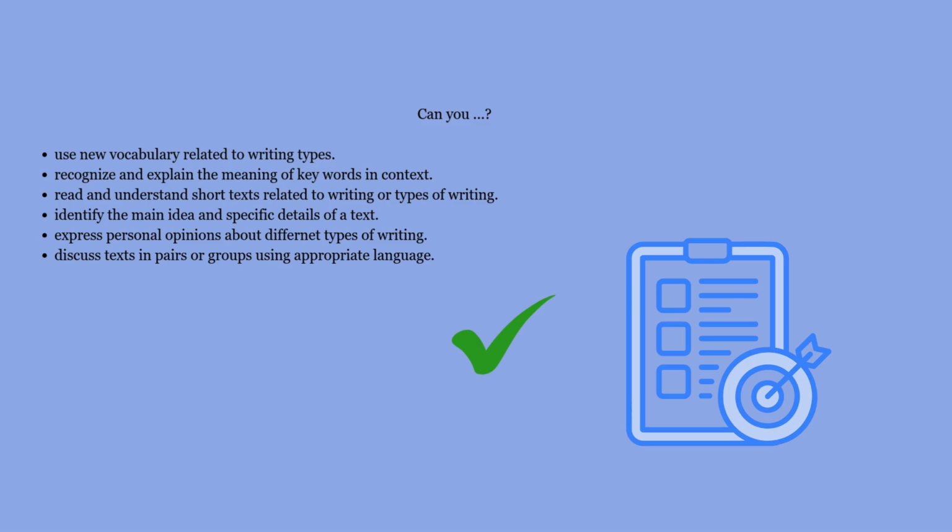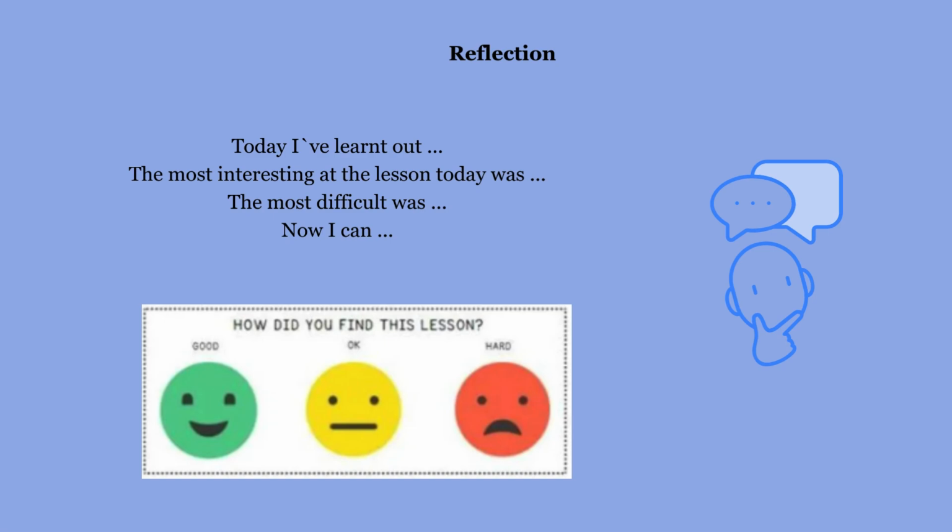Do you remember the aims of our lesson? Did you reach all of them? Read the list of aims again and decide. You did your best. Now reflect on our lesson. Start with, today I've learned. The most interesting at the lesson today was. The most difficult was. Now I can. So, how did you find this lesson? Choose an appropriate emoji. Good, okay, or hard.